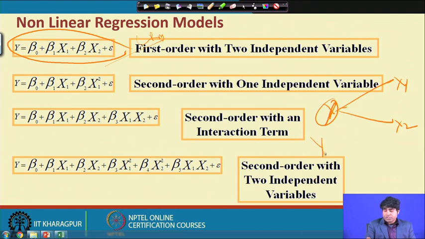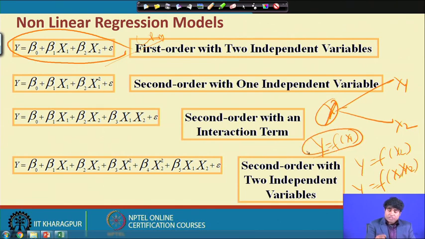So, first models can be y equal to function of x 1, and y can be equal to function of x 2, and then y can be function of x 1 and x 2. Okay. So, if it is y equal to function of x 1, that can create further multiple frameworks by studying the interactive effect, the integration with the functional form.